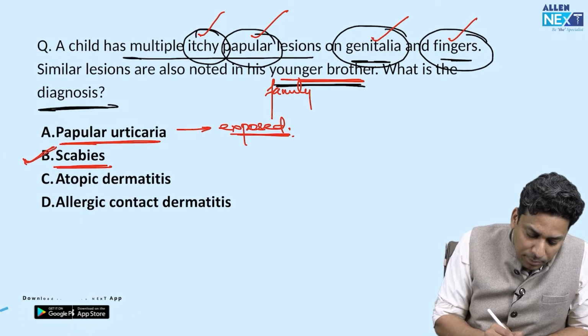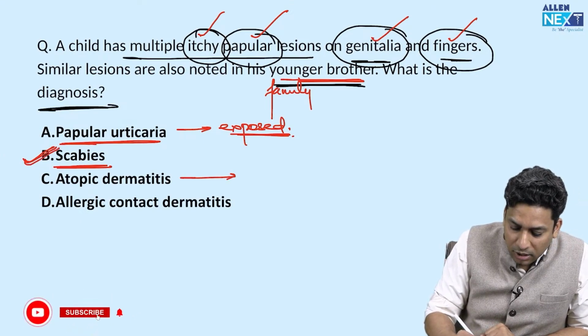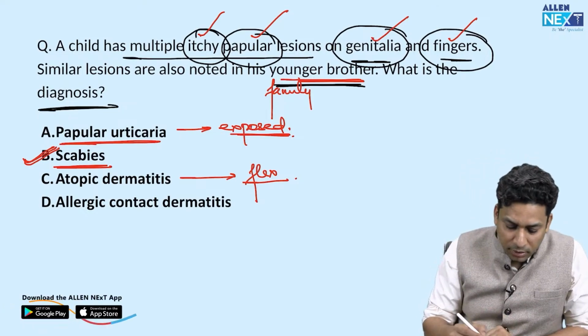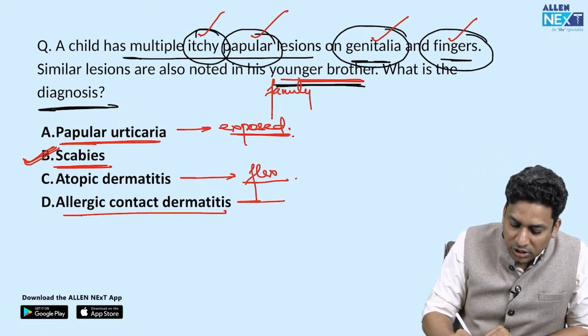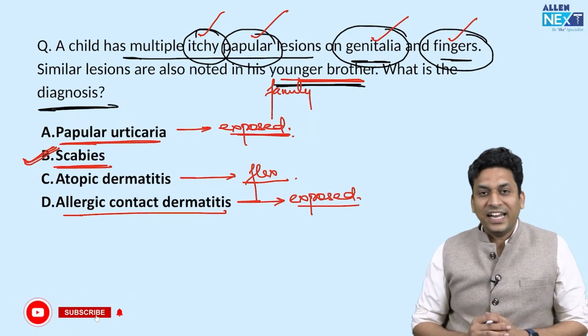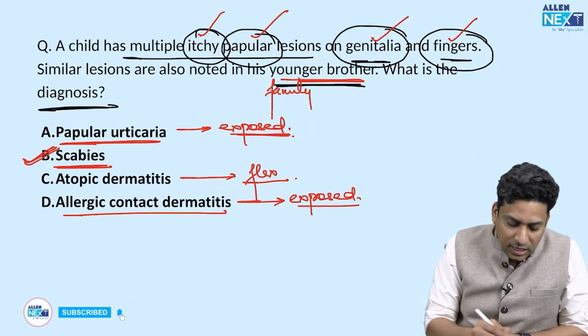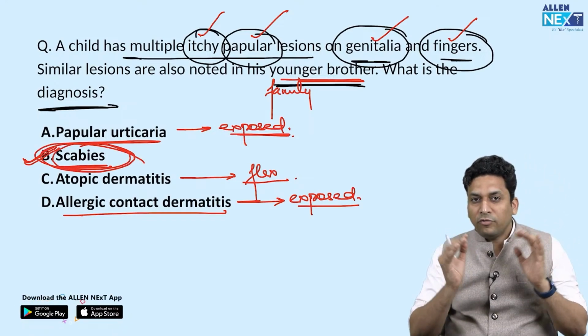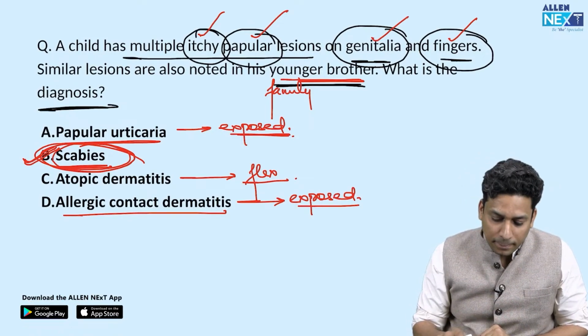So the answer is scabies. Atopic dermatitis occurs over flexural areas and genital involvement is not very common, and allergic contact dermatitis generally occurs over exposed areas. So with the site, you can very easily make out that this is a case of scabies. Okay, so these are very important clues which you have to take from the question and then mark the answer.